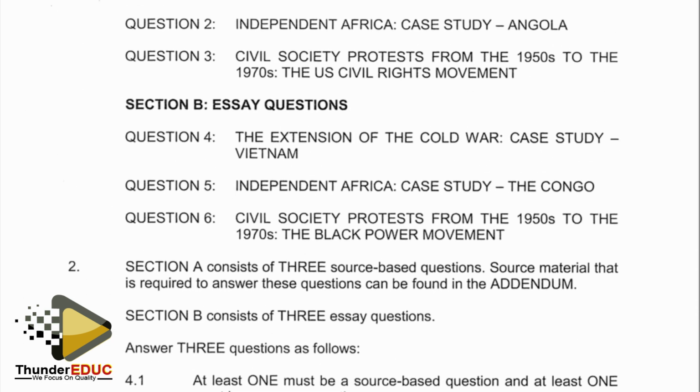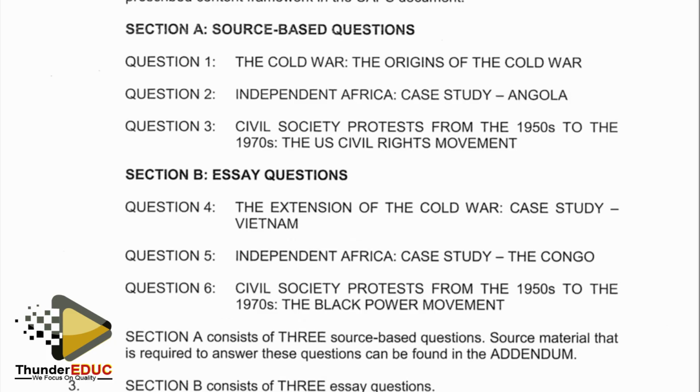Going through the setup of the paper, just to remind each other, our Paper 1 is basically based on the origins of the Cold War. That is the first question. Question number 2 is independent Africa, which is a case study for Angola. Then the last question is civil protests from the 1950s to the 1970s, which is the US civil rights movement.